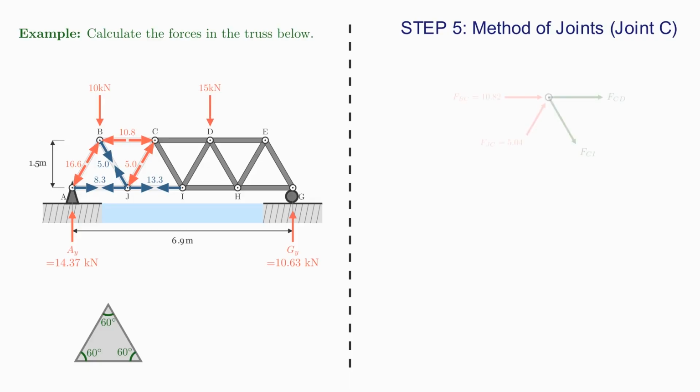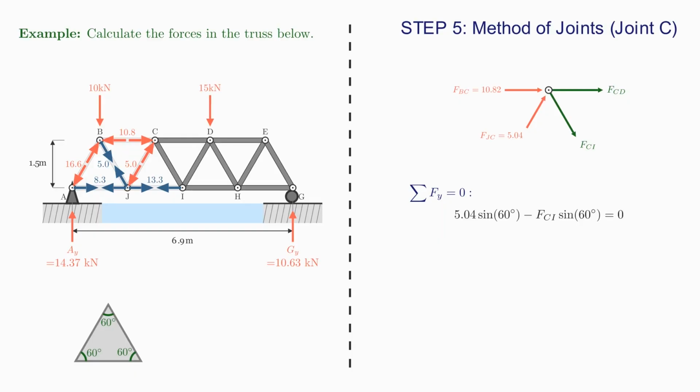Again, drawing a free body diagram, taking the sum of the forces in the y direction, so anything acting upwards is positive and down is negative. So acting up, I have the vertical component of the FJC, 5.04 sine 60, and then I'm subtracting the downward force, which is the vertical component of FIC, which is FCI sine 60. And equating these to 0, I can rearrange to solve. The FCI is 5.04 kilonewtons, so it's acting under tension.